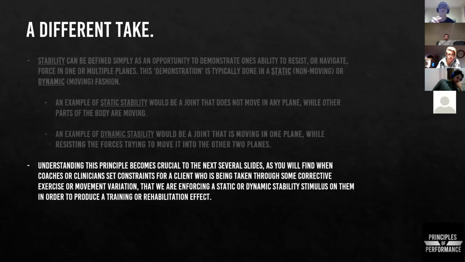Understanding this principle becomes crucial to the next several slides, and we're going to discuss this in a little bit more depth. But as you will find, when coaches or clinicians set constraints for a client who is being taken through some corrective exercise or movement variation, all we are doing is enforcing a static or dynamic stimulus on them in order to produce a training or rehabilitation effect. So when you are coaching or cueing an individual, all you're trying to do is get a part to either move or not move more efficiently. You're just trying to constrain them with a static or dynamic stability.